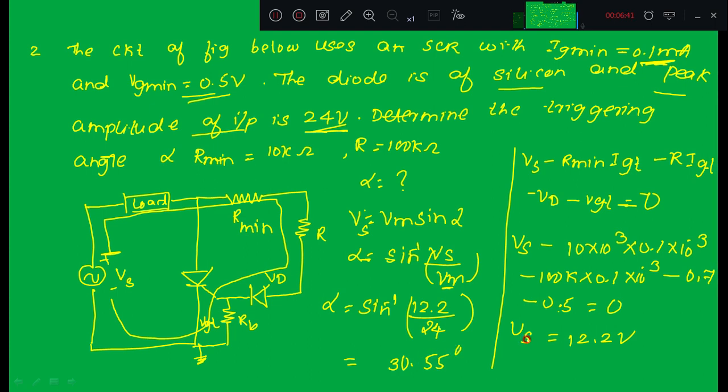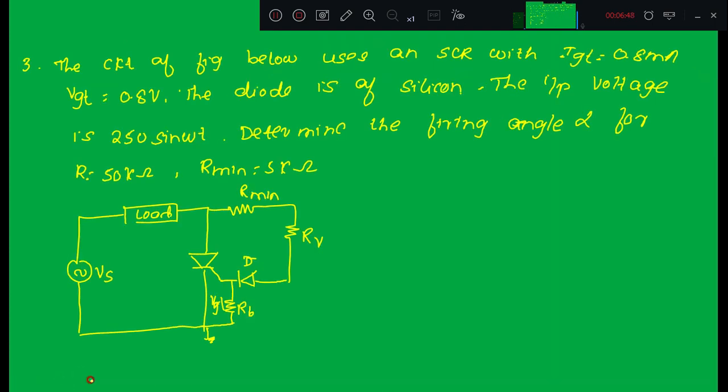Then we get the firing angle alpha as 30.555 degrees. This is the way we solve the problems on R triggering. Next we'll take again a problem on R triggering to find the firing angle.